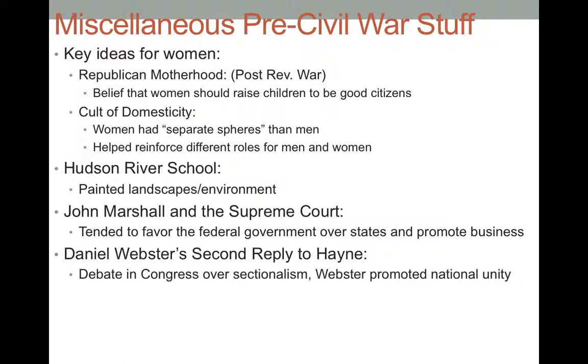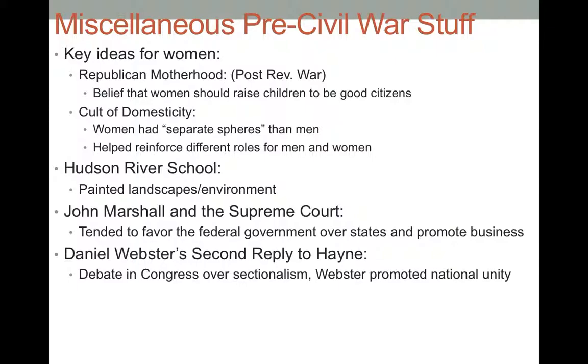So here's some miscellaneous stuff. Make sure you know that concept of Republican motherhood, the belief that women should raise children to be good citizens. This is the idea that women are the moral authority, which again we see over and over again in U.S. history. This cult of domesticity, that women had separate spheres than men, so that women's job was in the home with the child, men's job was outside in the world.